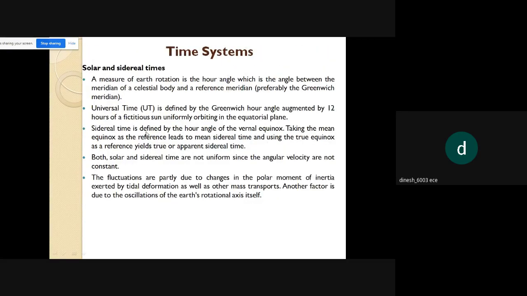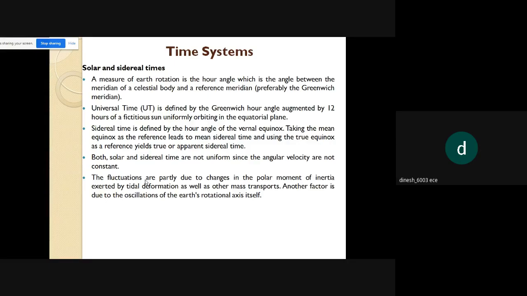Sidereal time. So both solar and sidereal time are not uniform. Why? Because the angular velocity is not at all constant. So they cannot be uniform at all, solar and sidereal. There will be fluctuations, slightly or largely, due to changes in the polar moment of inertia, due to the tidal deformation, as well as other mass transportation or movement. So there will be a variation.